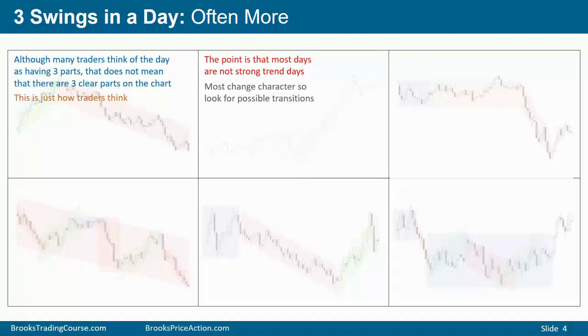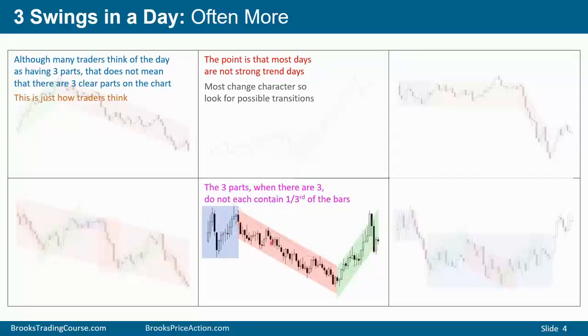Most days are not strong trends. Most change their character, and they have some combination of breakout, channel, and trading range. When there are 3 parts to the day, they do not divide evenly. 81 bars in the day, it's not as if a third of them, 27 of them, are the first part, and 27 more of the middle part, and 27 more of the third part. Sometimes one or more of the 3 parts can be very small. Sometimes one or more can be very big.